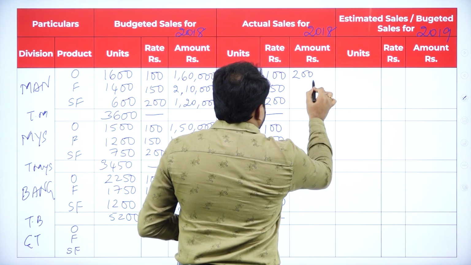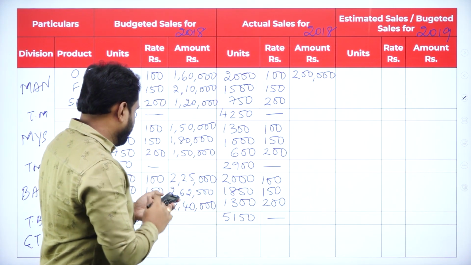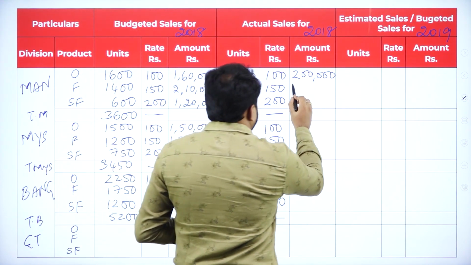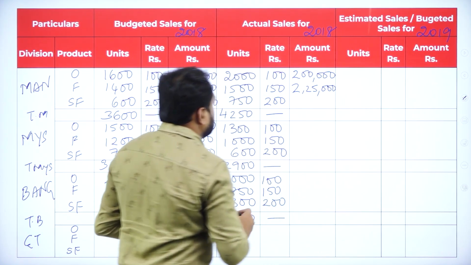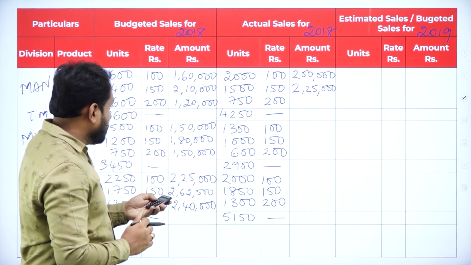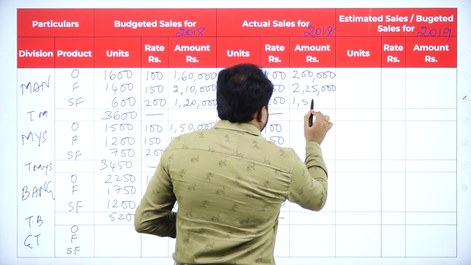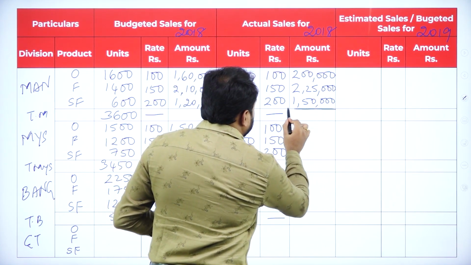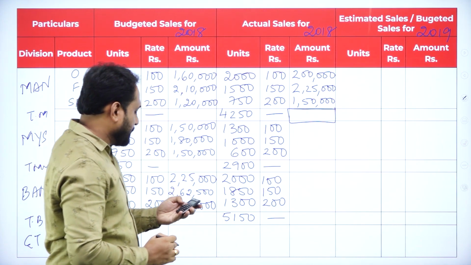So we have 2 lakh here. 15 into 15. 15 square is 225. So 2,25,000. 2,25,000 we got. Now 75 in the sense 1,50,000. Again, you are supposed to give me this answer. This answer you are supposed to show it to me.